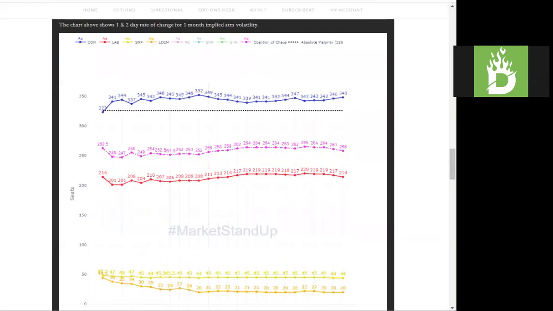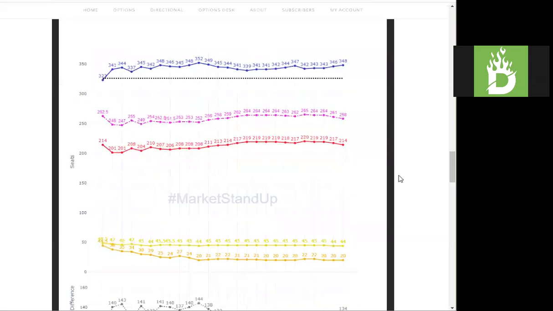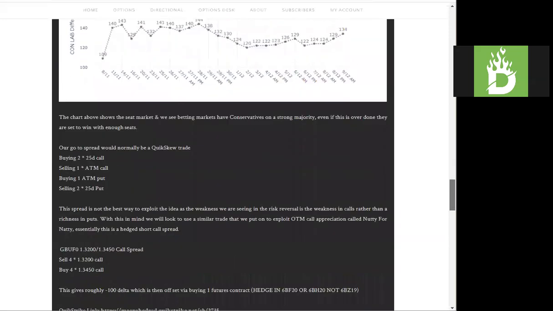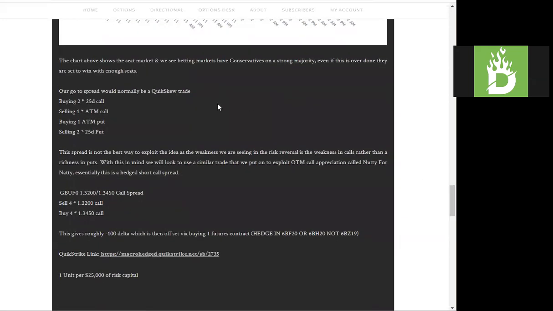That's just how the seat market was gauging up. Strong Tory lead, so the way the market was reacting was a little bit odd. Normally you'd think we'd go for a risk reversal play, like the quick skew, do the 25 deltas, and get the net short on as well.